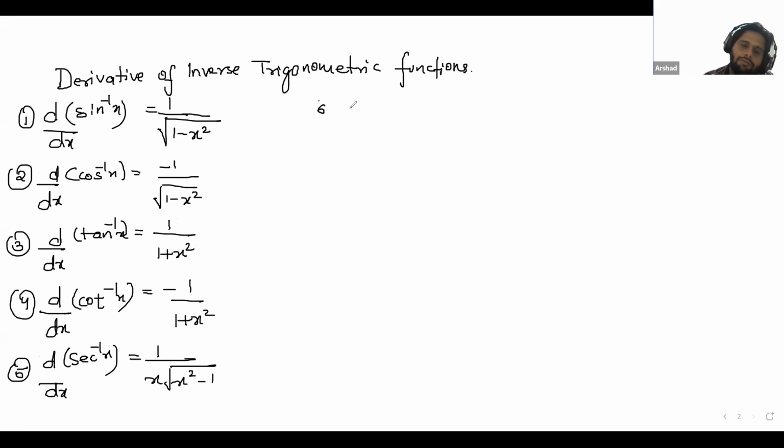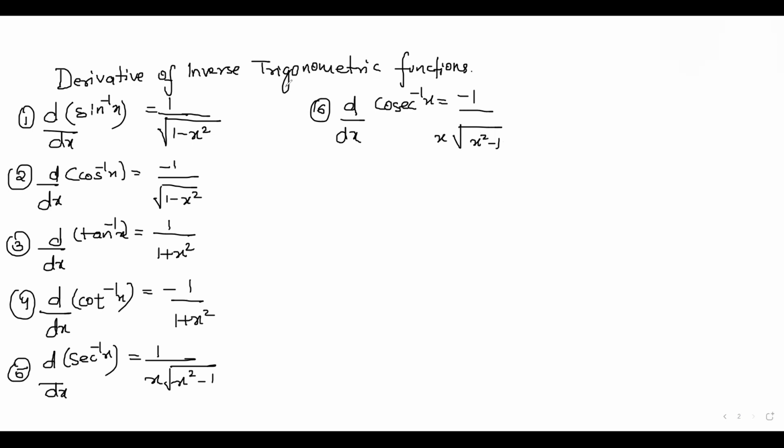Sixth is derivative of cosec inverse x, which is minus 1 by under root of x square minus 1 into x. Okay. So please note down these formulas and confirm, then we will check some questions on the basis of this.